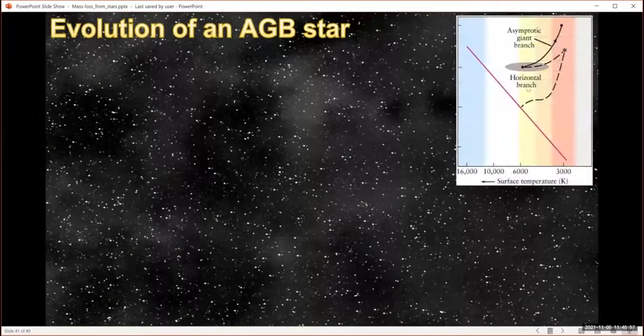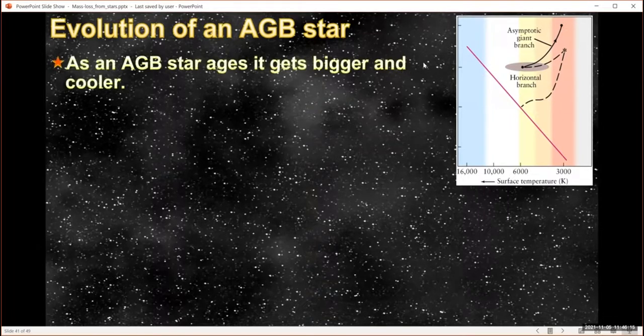So to pull this all together, here I've got the asymptotic giant branch. At the beginning of the asymptotic giant branch, the star is cooling down toward 3000 Kelvin, and it continues to cool all the way through this phase. At the same time, it is getting brighter. That means it's getting bigger and bigger. So I have something that's getting bigger and cooler, and it's also losing mass.